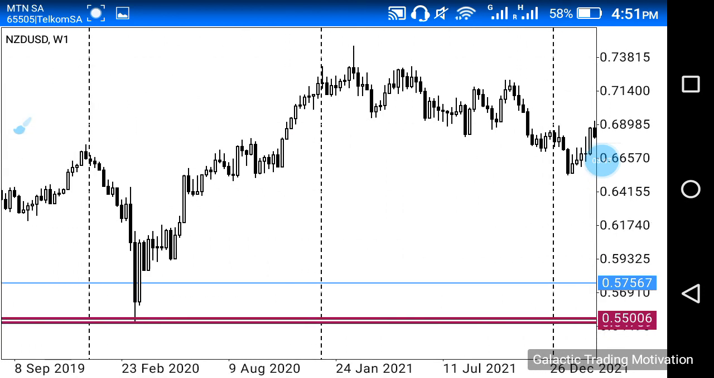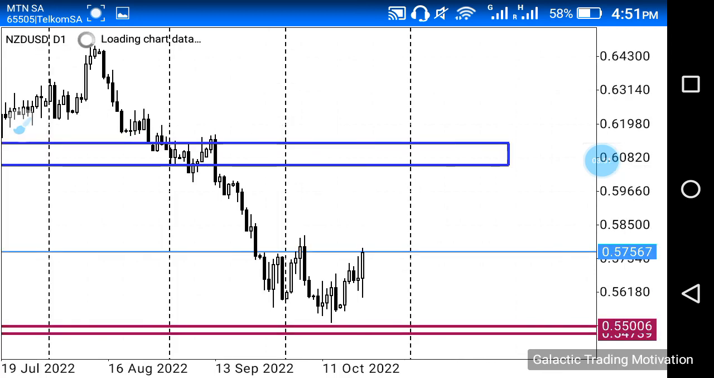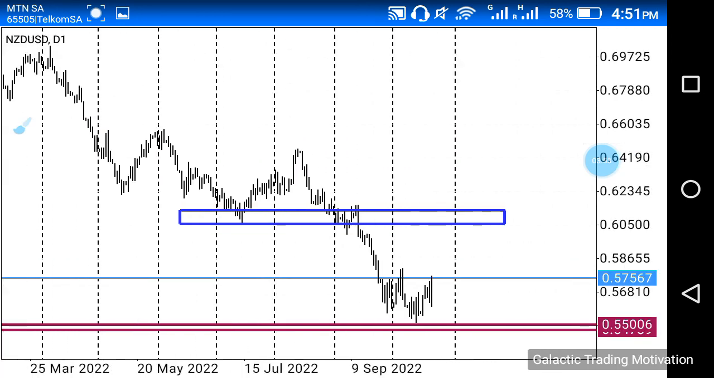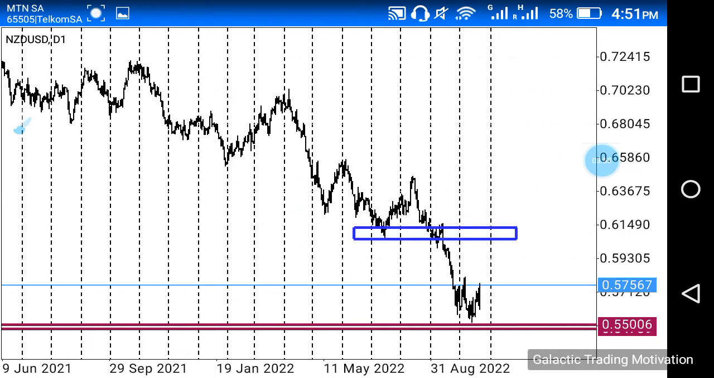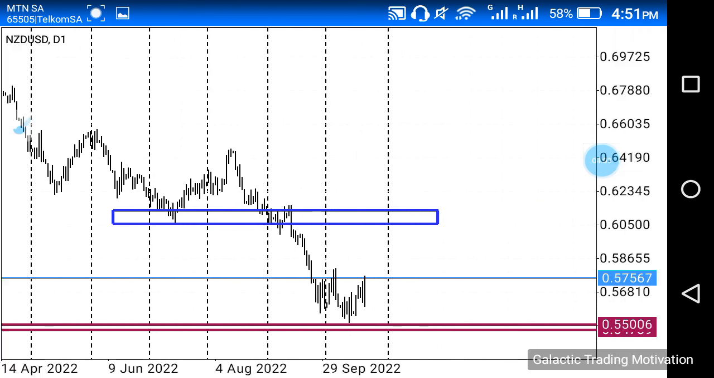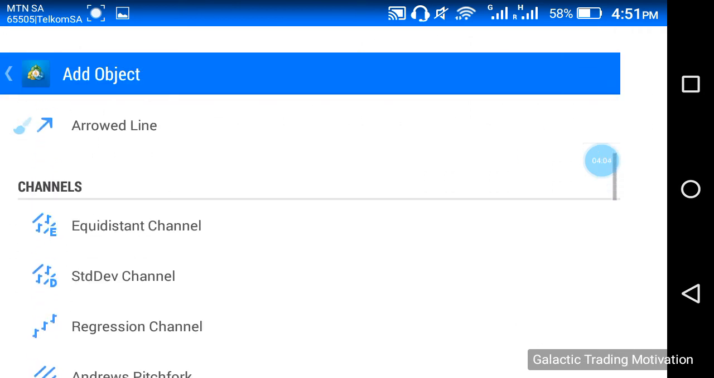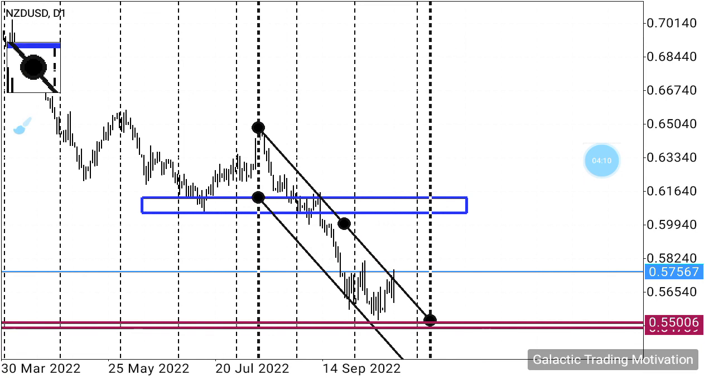At this point I don't really see much, so what I will do is head down to the daily chart, and here we are on the daily chart. The first thing that I'm going to do in regards to the daily chart is to add my daily channel, and just bear with me, guys, while I do so. Daily channel, there we go.